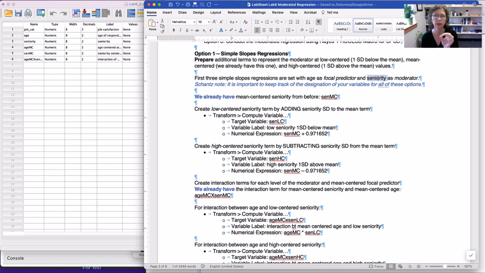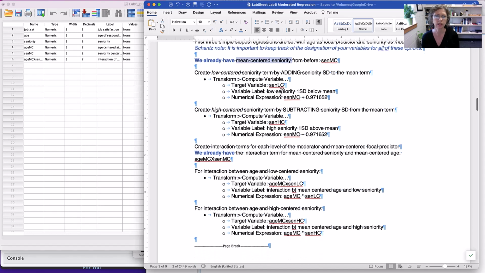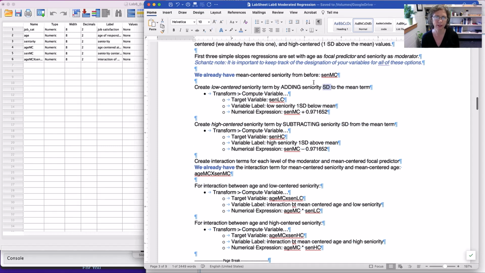And it's really important to keep track of who's who here. So you want to name your variables well, and maybe have a little cheat sheet on the side on who's your focal and who's your moderator as you're going into these. Like I said, we already mean-centered seniority, and we called it SEN-MC in the syntax. Now we're going to get a low-centered seniority term, and to get that, we add the standard deviation of seniority to the mean. I know it sounds weird that we add a value and it becomes the low-centered one, but it works out that way.